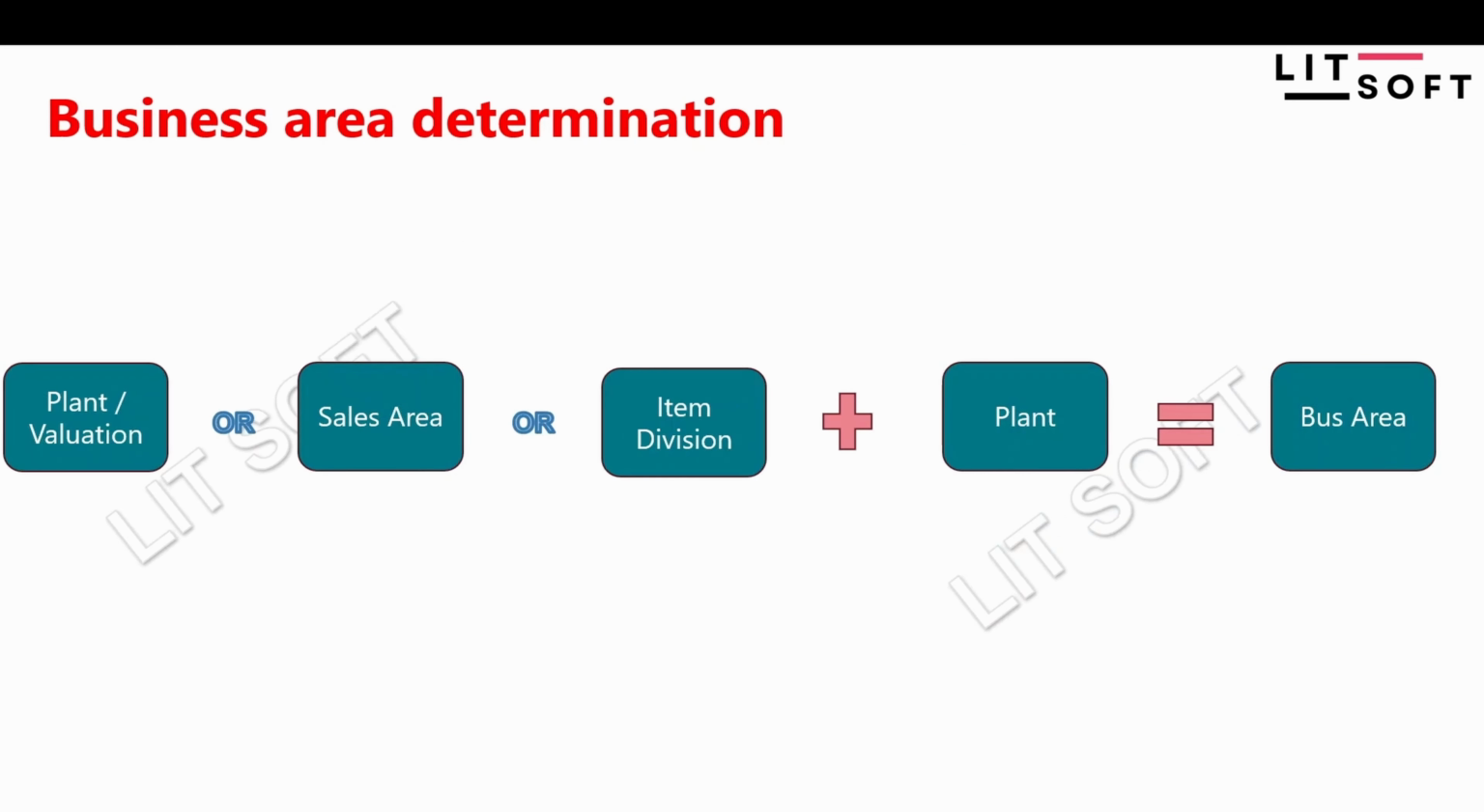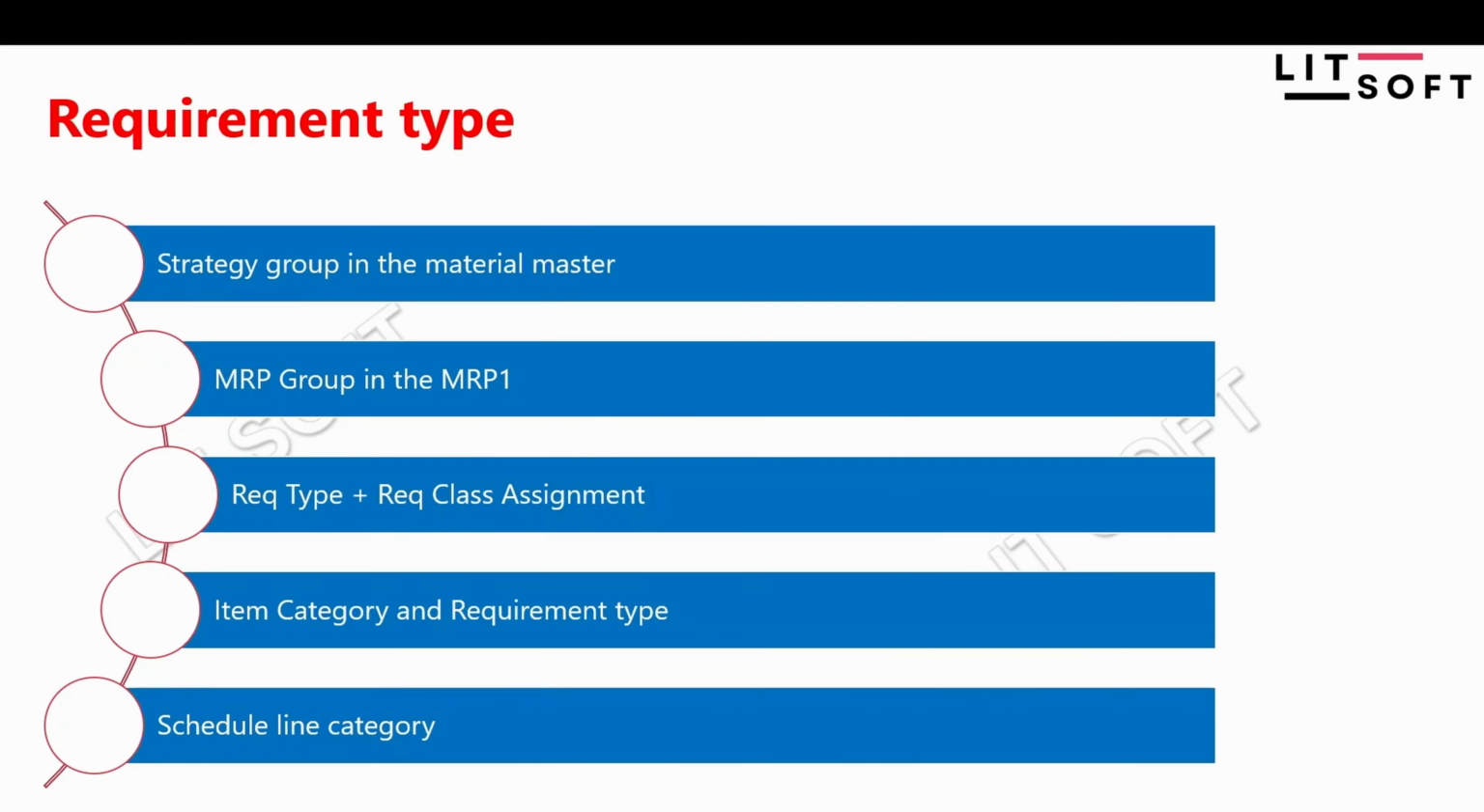Then coming to business area determination: plant, valuation, sales area, item, any one of these with the plant assignment, so we derive the business area.